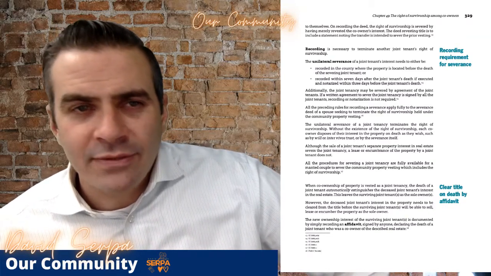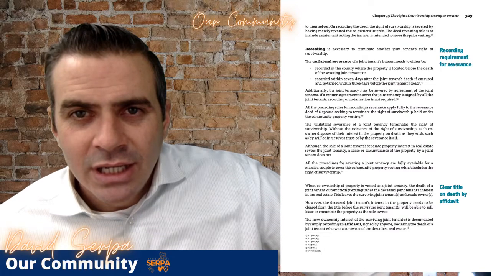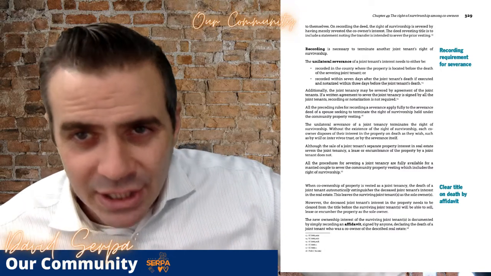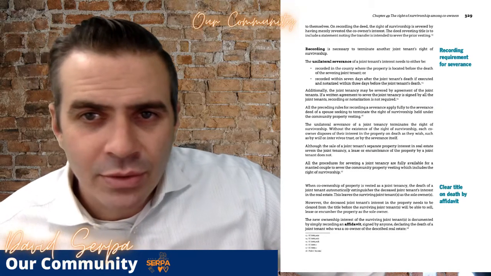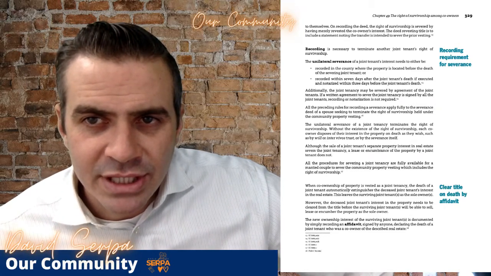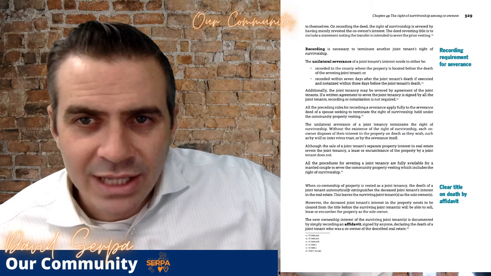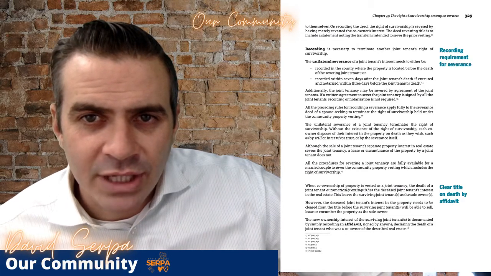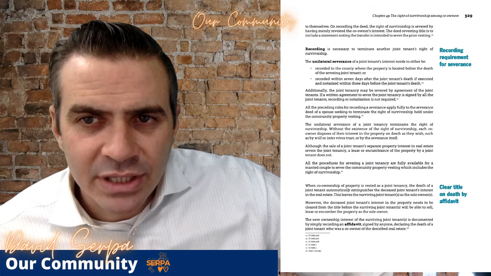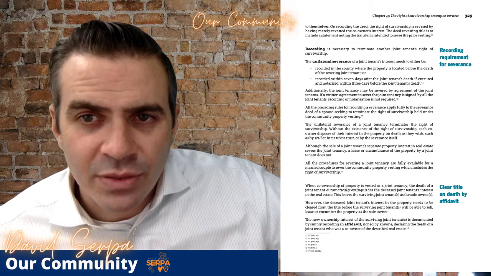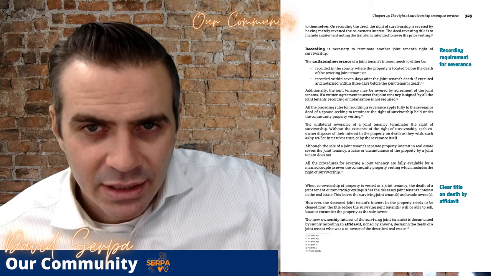Recording requirement for severance. Recording is necessary to terminate another joint tenant's right of survivorship. The unilateral severance of a joint tenant's interest needs to be either recorded in the county where the property is located before the death of the severing joint tenant, or recorded within 7 days after the joint tenant's death if executed and notarized within 3 days before the joint tenant's death.